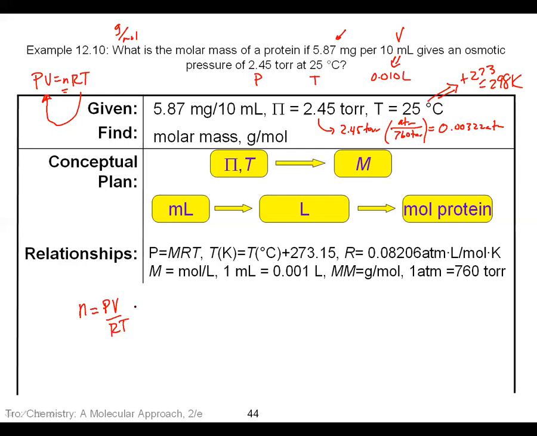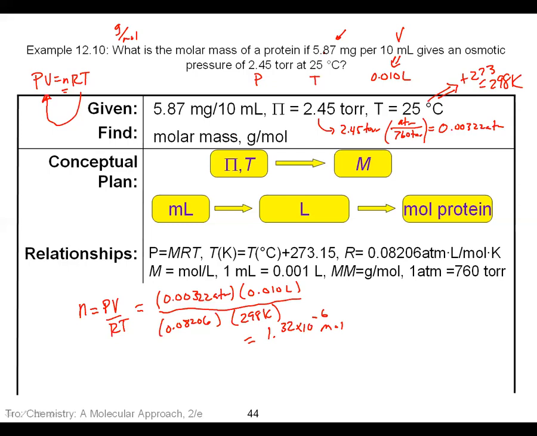So if we put all those numbers in here, that's 0.00322 atmospheres. Our volume, 0.01 liters, divided by R, which is the same one we use for the ideal gas law, and our temperature, which is 298 Kelvin. And if we do all that good stuff there, we get some moles here. That is 1.32 times 10 to the minus 6 moles.